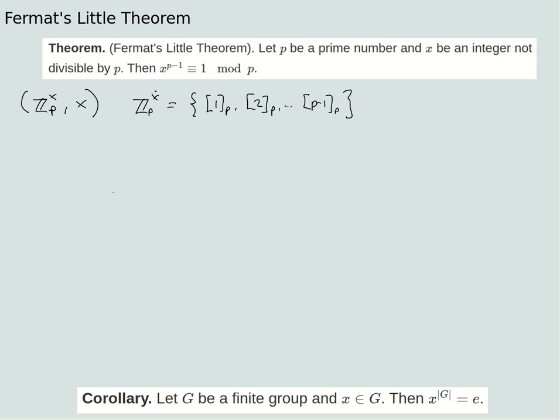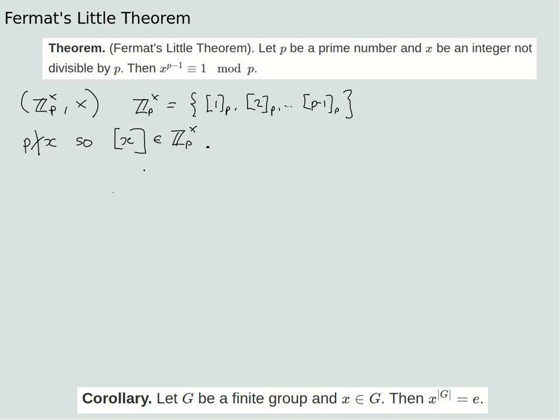Okay, what we can say about this integer x we've got is, since x is not divisible by p, then the equivalence class of x, and I'm going to drop the subscripts p here in this proof, is not the equivalence class of 0, so it's actually in our group Z_p cross, the multiplicative group mod p.